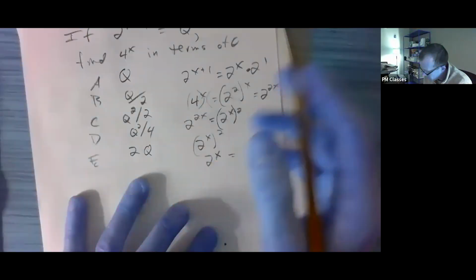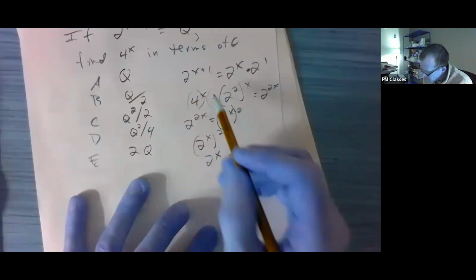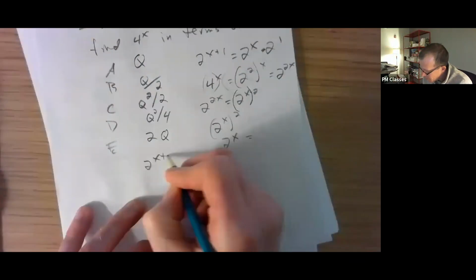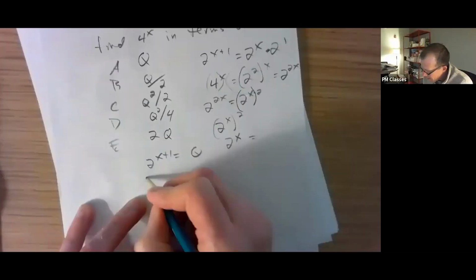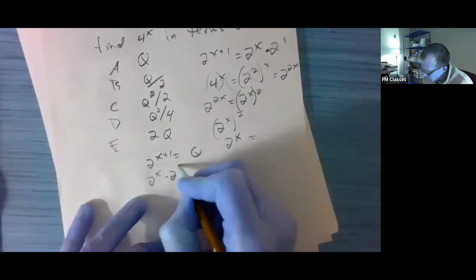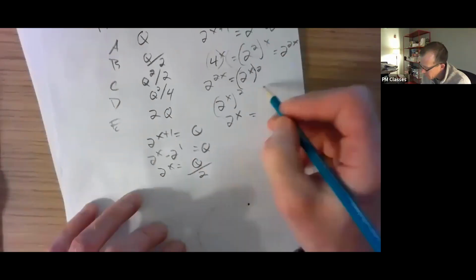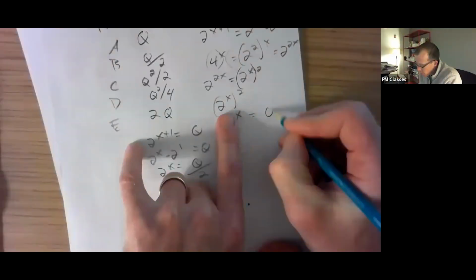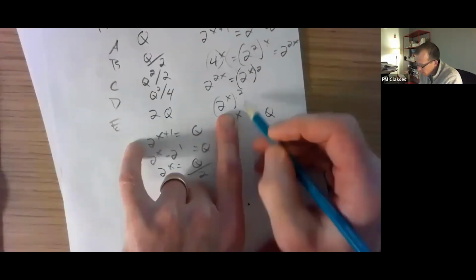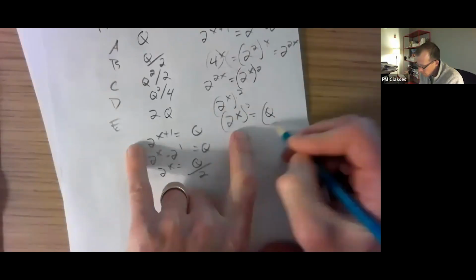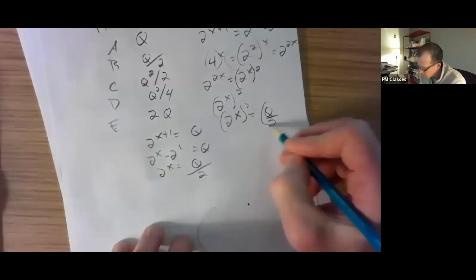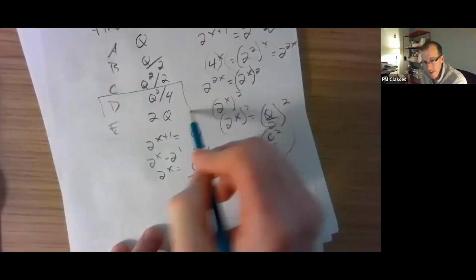Well, if 2 to the x quantity squared, we said that 2 to the x equaled, remember back up here, where was I? Oh, right. If 2 to the x plus 1, sorry, I skipped one step. If 2 to the x plus 1 equals q, and 2 to the x times 2 to the 1 equals q, then I can say that 2 to the x is q over 2. So if I go back over here, if 2 to the x equals q, then 2 to the x squared would be q over 2 squared, which of course is q squared over 4, and that's our right answer.